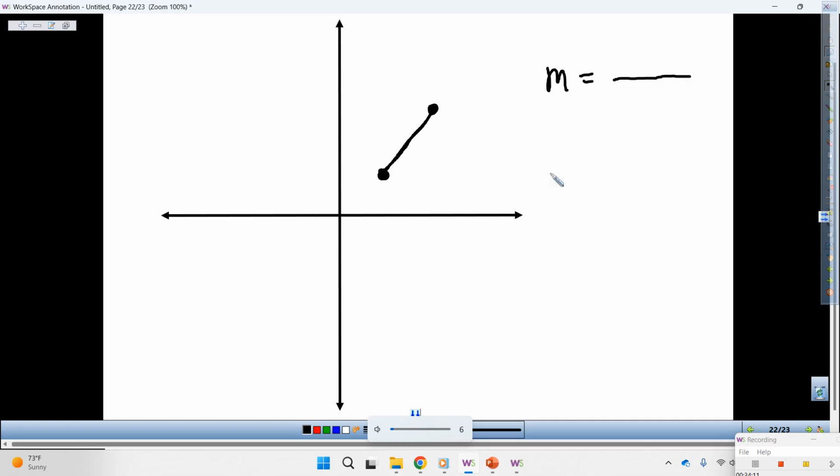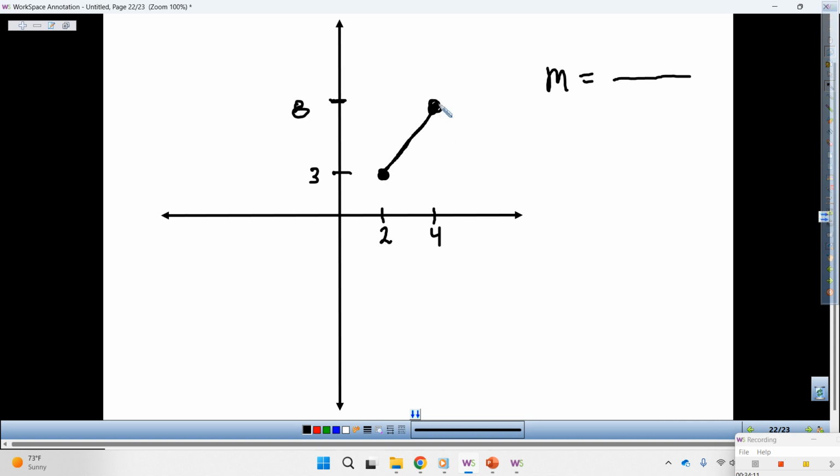All right, so check this out. Let's say this point has the x value of 2 and the y value of about 3. And this point has an x value of 4 and a y value of about 8.